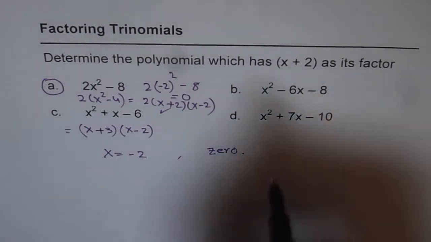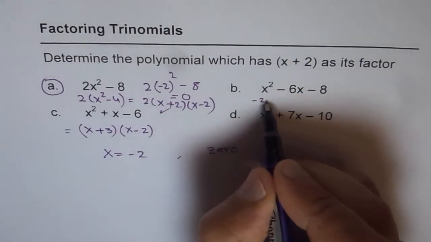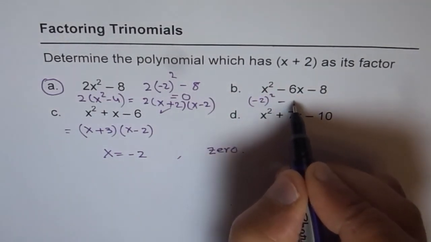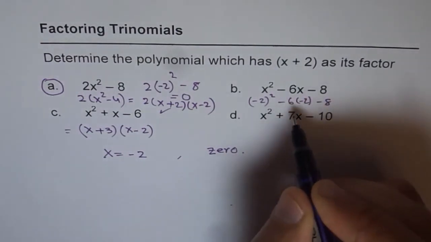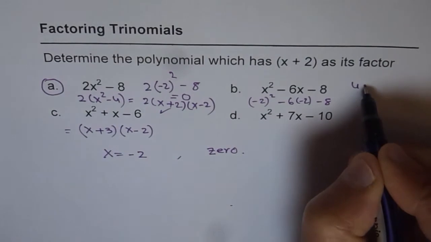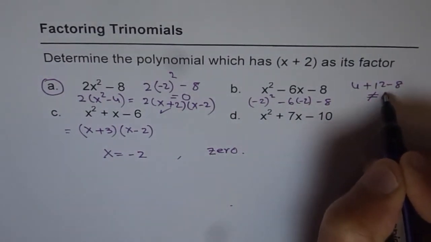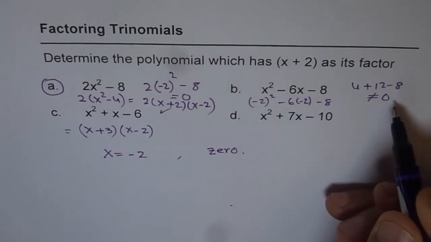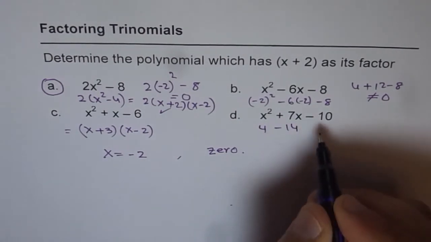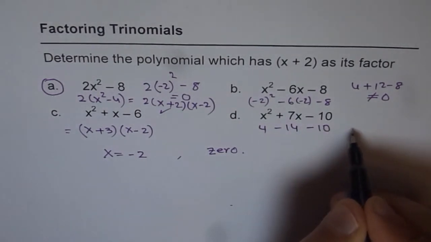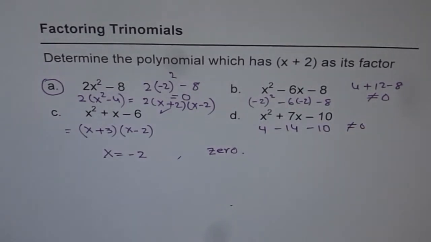Now this one, let's check it with minus 2. If I write minus 2 here, then minus 2 squared is 4, and minus 2 times 6 is plus 12. So let's figure it out. So it is 4 plus 12 minus 8. So that is not equal to 0. So this is not a factor. Now here it will be 4. Minus 2 will give me minus 14. And this is minus 10. So this is also not equal to 0, right? So this is also not a factor.